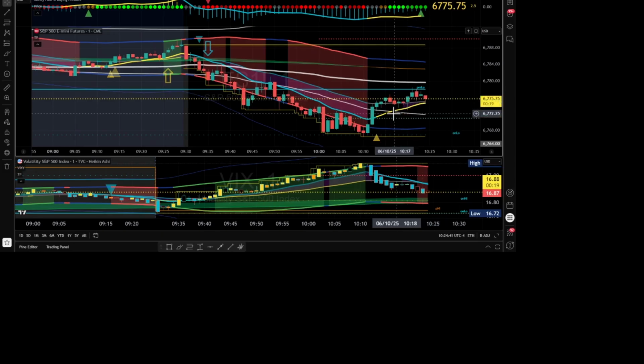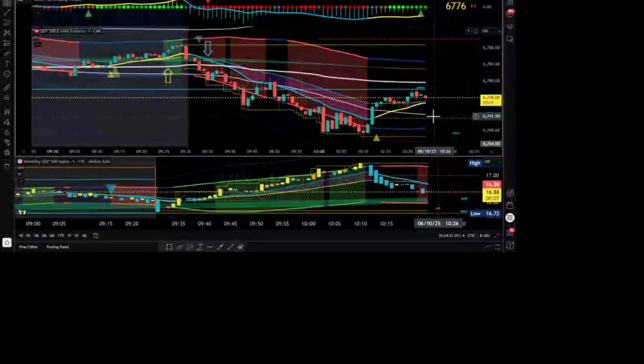Because again, you have yellow buying pressure, and you have green dots. So you have to understand that the signals are more mixed at this point, which means that any trade you take is more risky.